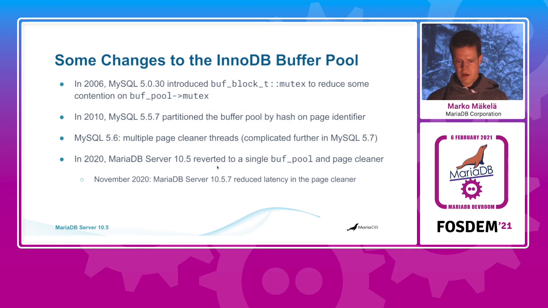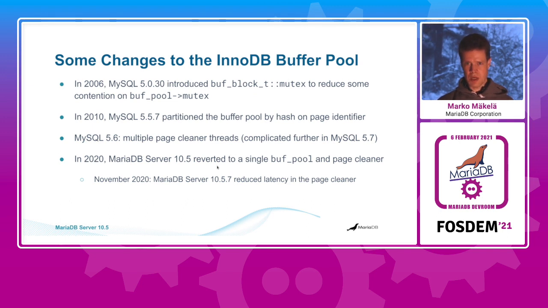I would say that previously there had been some workarounds for these bottlenecks. In MySQL 5.5, the buffer pool was partitioned based on a hash on a page identifier. So instead of having a single buffer pool, you could have multiple buffer pool instances. But still, the checkpoint flushing and other parts of the buffer pool had to be done in such a way that there conceptually is a single buffer pool. So this splitting, in my opinion, was complicating things.